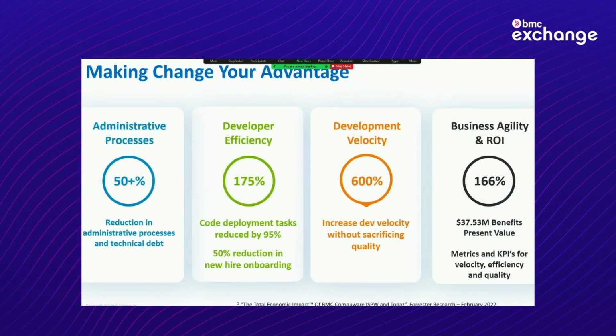Development velocity, same thing. Our development velocity increased by at least 3-4 fold. And again, that was when I left, and that was as we were continuing to tune the applications and tune the system. Business agility and ROI, that's the estimate that Forrester put out, $37.53 million in benefits at their present value, 166% return on investment. By bringing these systems into place, we were probably net positive within the first 2 years.